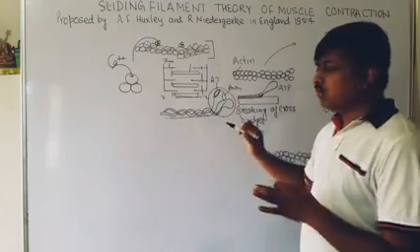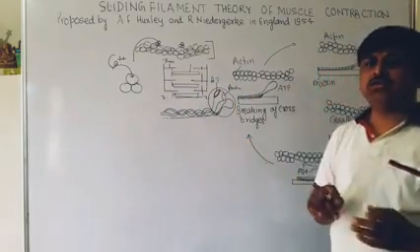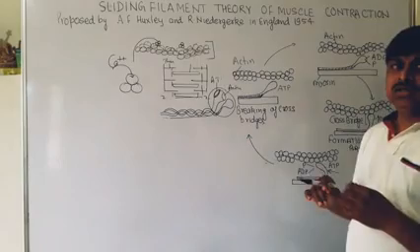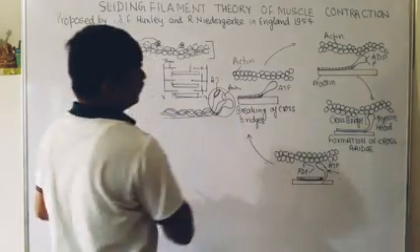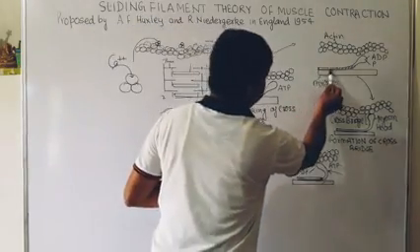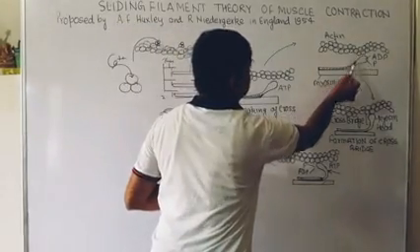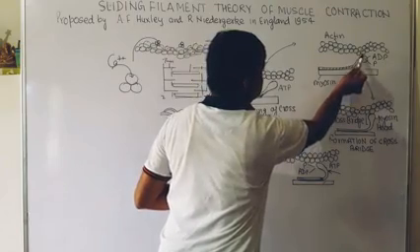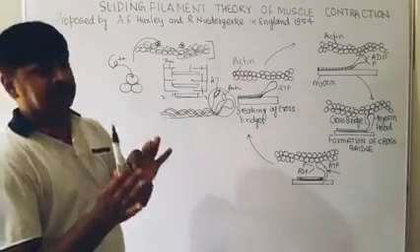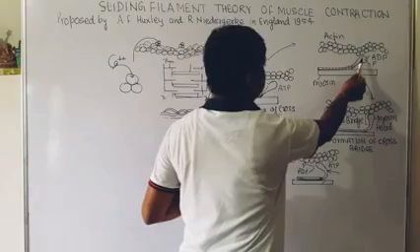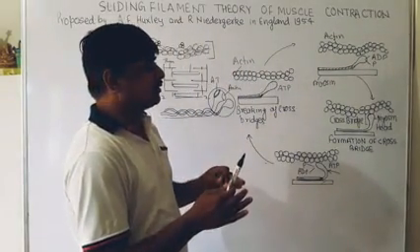Now this head of the myosin binds to the active site of the actin, clear. Here you can see, it will bind here. This is the head, and it binds to the actin filament. The head of the myosin binds to the actin filament, and for binding what happens?